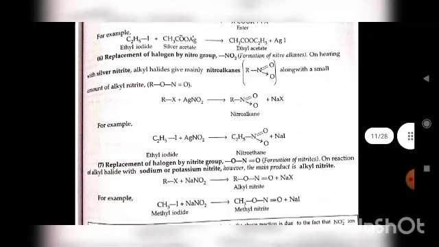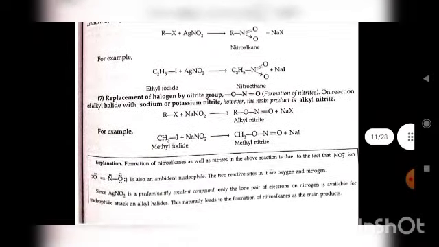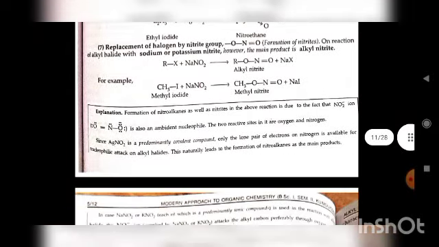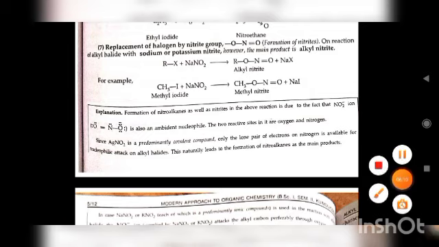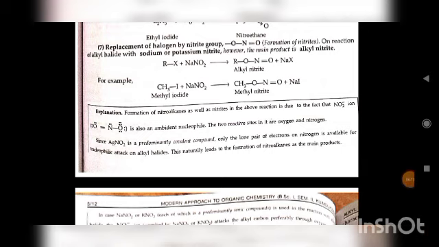Replacement of halogen by nitro group. Formation of nitroalkanes. On heating with silver nitrite, alkyl halides give mainly nitroalkanes along with a small amount of alkyl nitrite. For example, ethyl iodide with silver nitrite gives nitroethane and silver iodide. Replacement of halogen by nitrite group. Formation of nitrites on reaction of alkyl halides with sodium or potassium nitrite. However, the main product is alkyl nitrite. Methyl iodide with potassium nitrite gives methyl nitrite and potassium iodide.